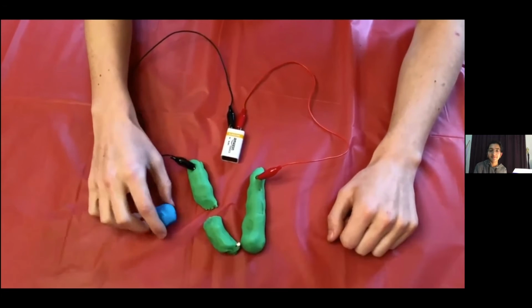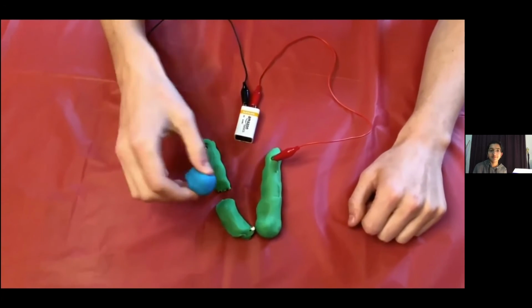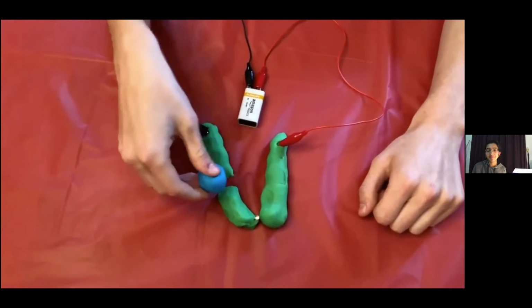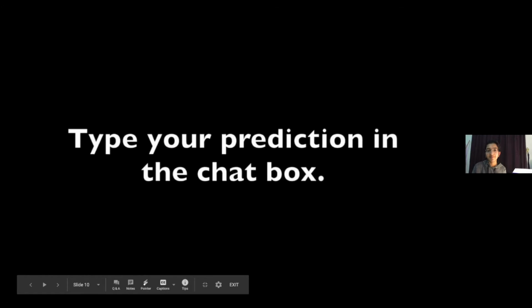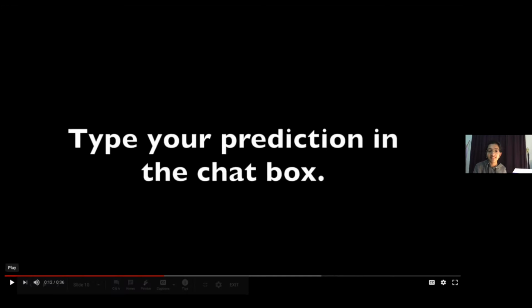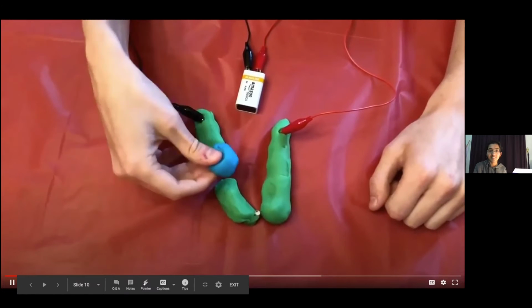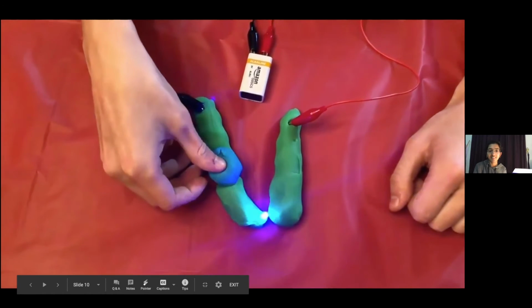So right now, the light is not turning on because there's a hole in the Play-Doh. What do you think is going to happen when I take this Play-Doh and mush these other two pieces together with it? Yeah, great answers, guys. You got it. That's right, it turns on.